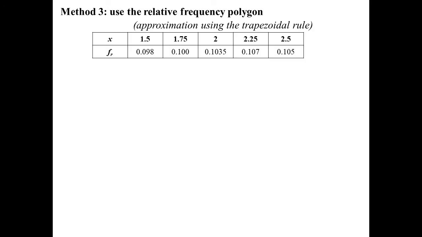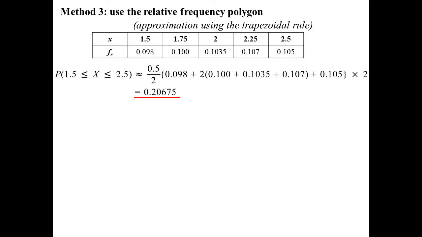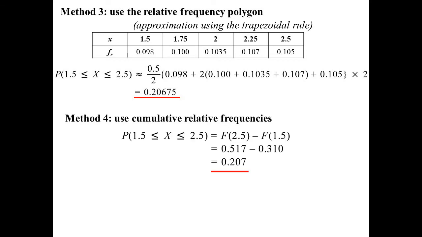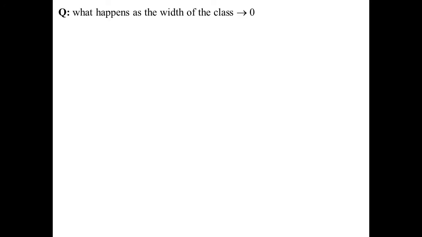If I use the polygon, again using our trapezoidal rule, we end up with, well, it's close to 0.207, but 0.20675, and using the cumulative relative frequencies. So, what would happen if we get the width of the class closer and closer to 0? Because ideally, that's what we want to do with our continuous distribution. Remember, we said the width of it is theoretically 0.